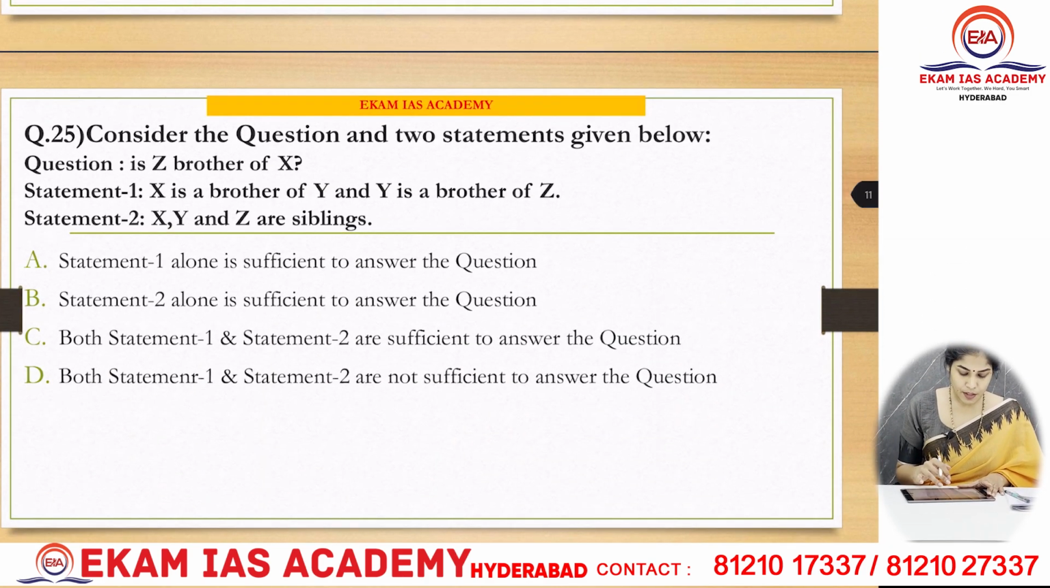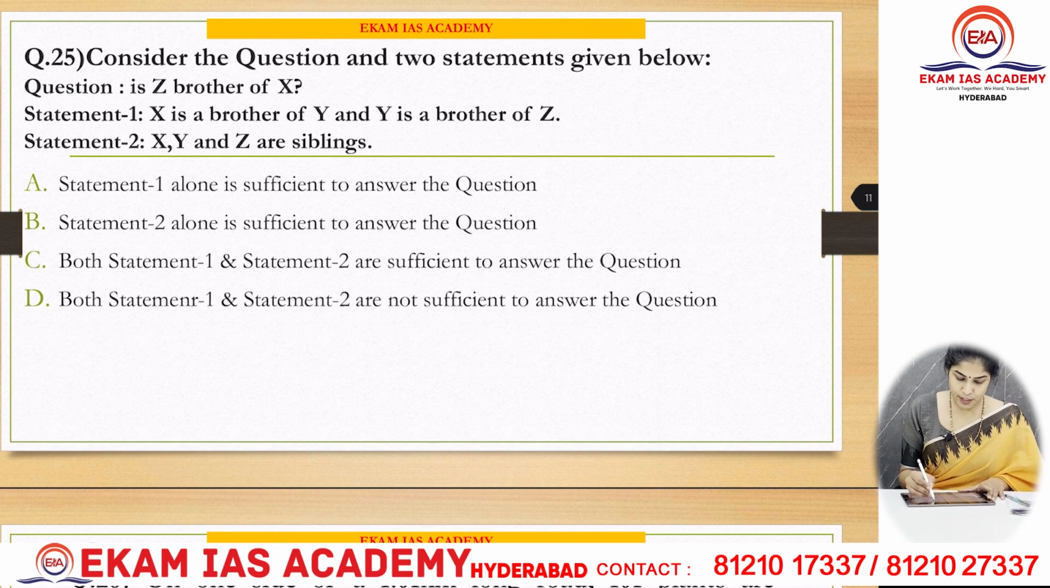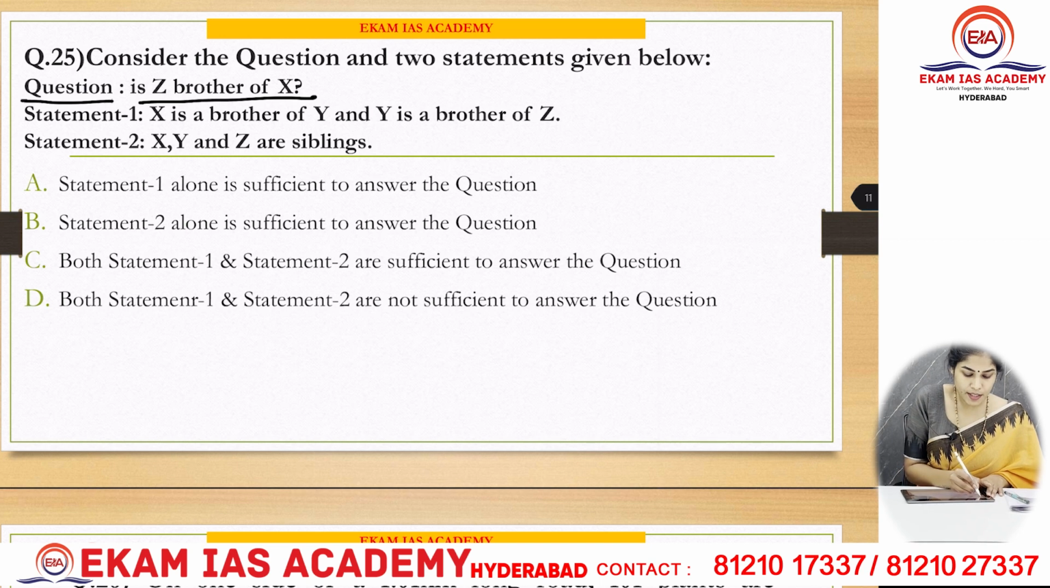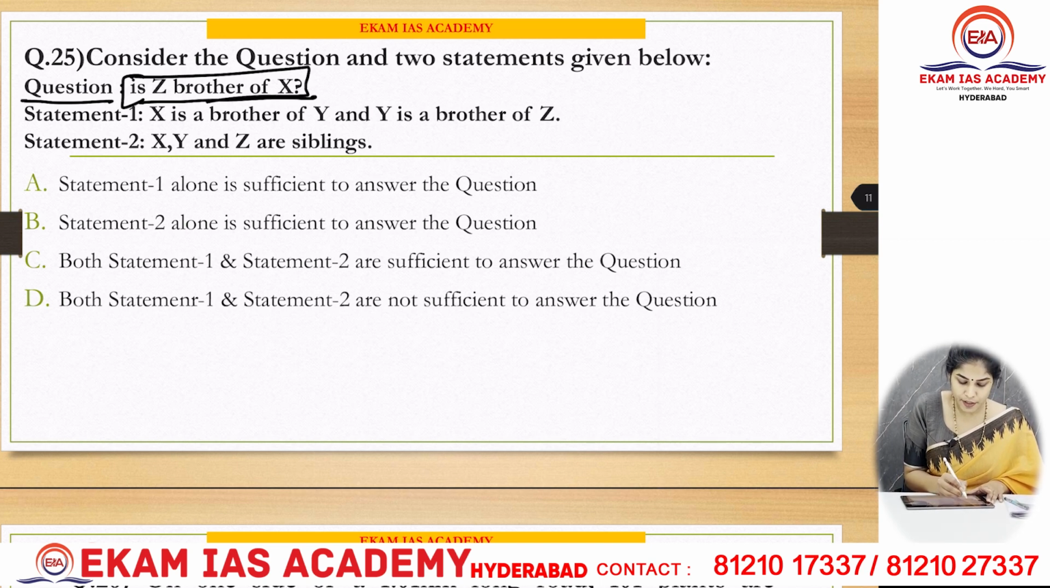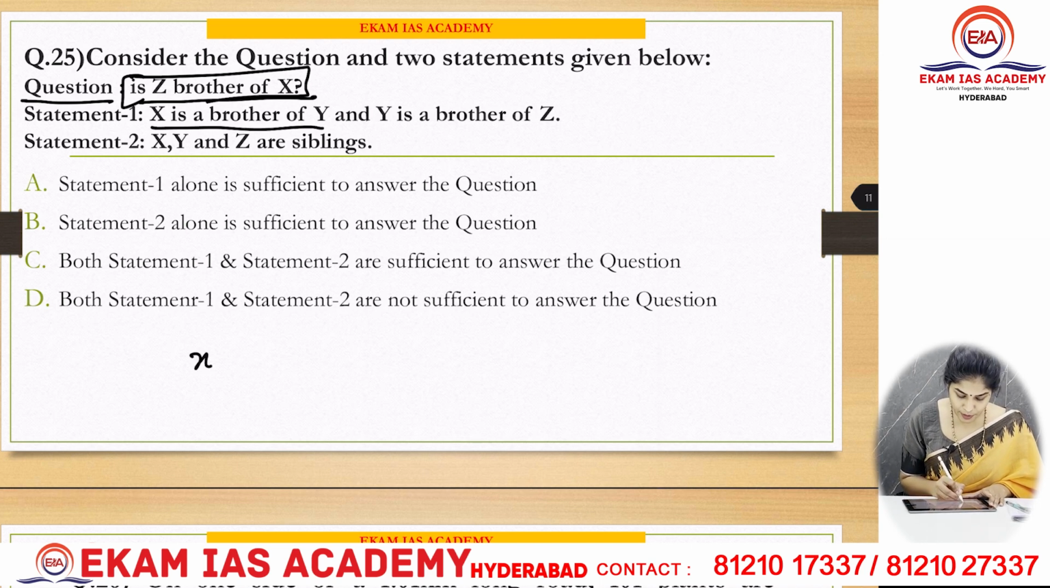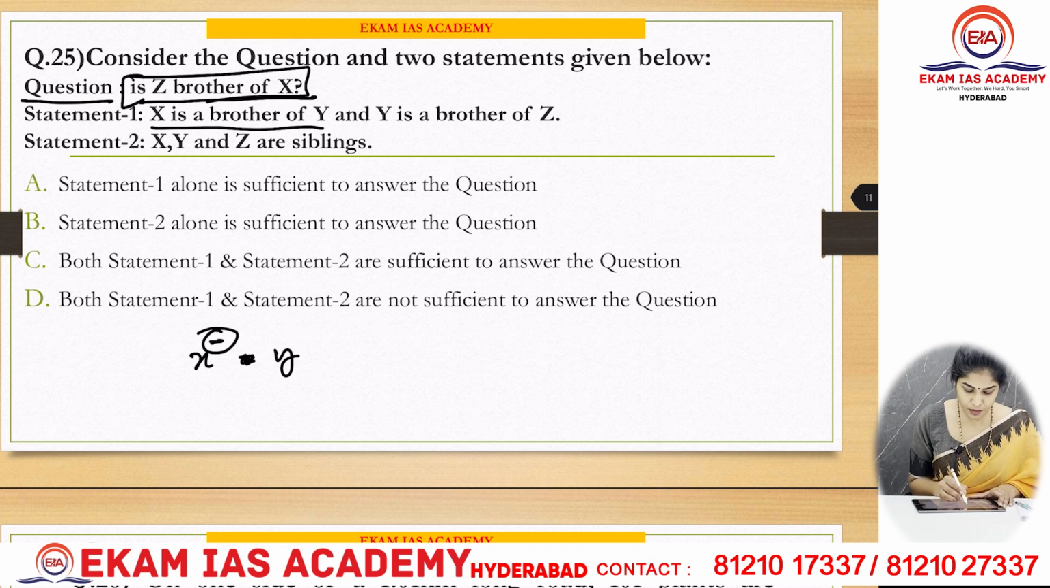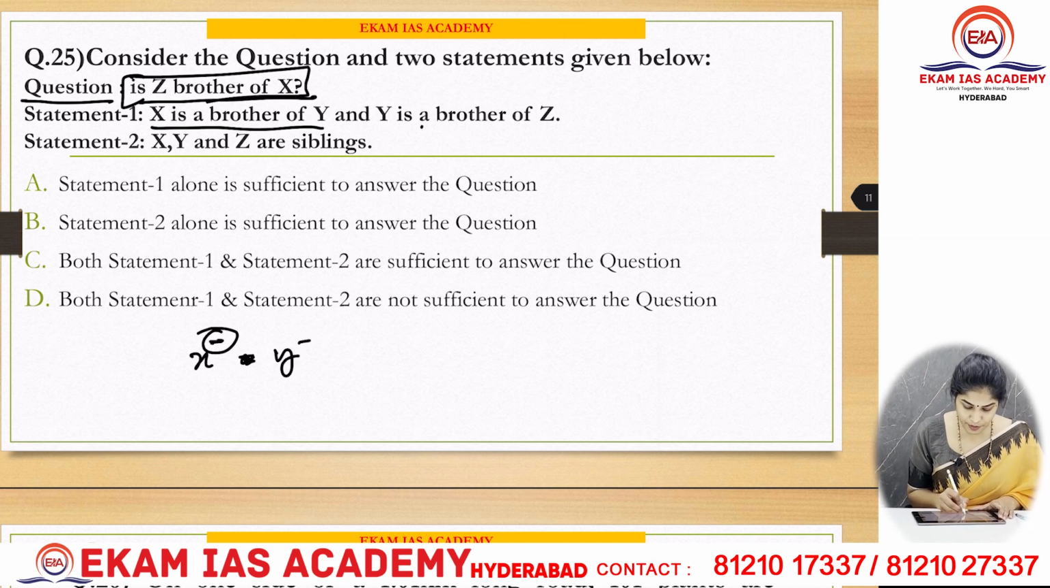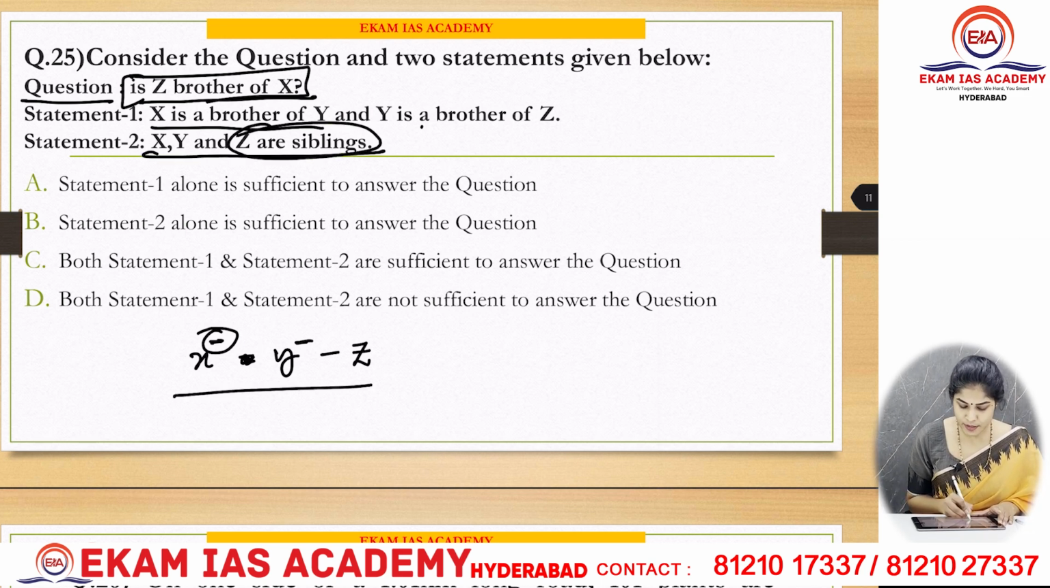Next question. Consider the question and 2 statements given below. Z is brother of X. The question they are asking is: is Z brother of X? Let us go to the statements. X is brother of Y. I am representing a male character with a minus. Okay. X is brother of Y, right? And Y is brother of Z, and Y is also male and is brother of Z. X, Y, Z are siblings.